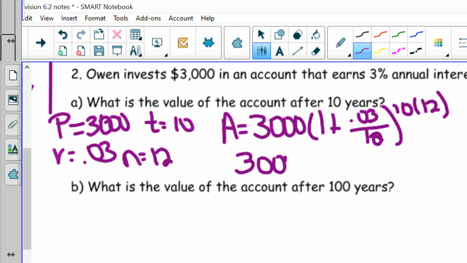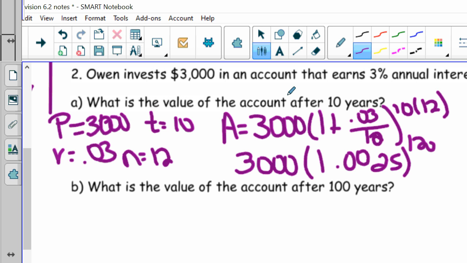So do 0.03 divided by 12 and add 1 to that, and we get 1.0025. 10 times 12 is 120, so raise that to the 120th power. Multiply by 3,000, and after 10 years, Owen now has $4,048.06. So in 10 years, he made $1,048.06 in interest.